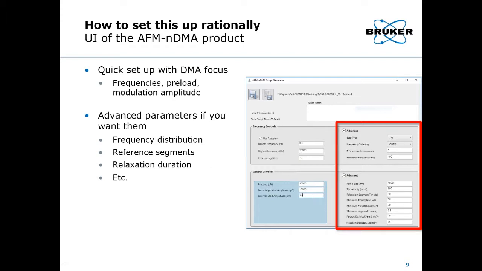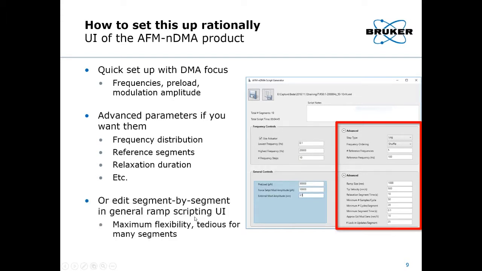And then finally, if this isn't detailed enough for you, you can actually go to the next level, which is to directly edit, segment by segment, the ramp script. So then you can adjust any of the controls on each segment.